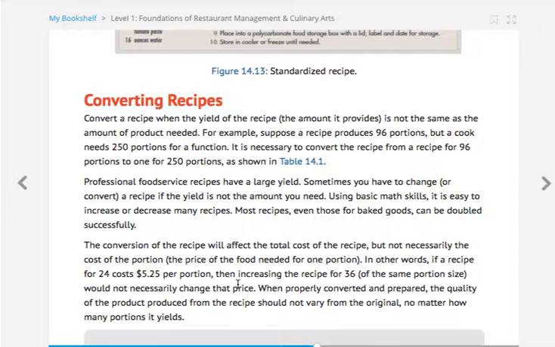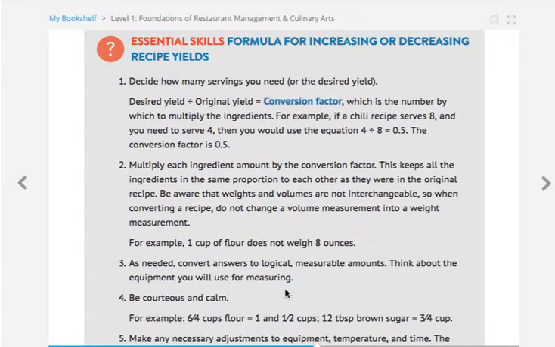Now, converting a recipe is really important when we need to yield a recipe at a specific amount. Let's just say I'm making cupcakes and the recipe's yield is only 12 cupcakes. However, I'm having a bake sale and I need 160 cupcakes. So for me to figure that out, I have to do some conversions. There's a way to do conversions that is quite simple, and I'm going to show you that.